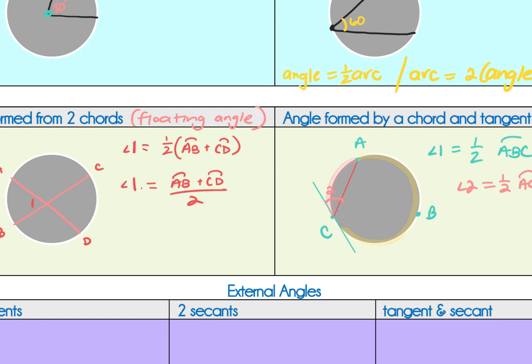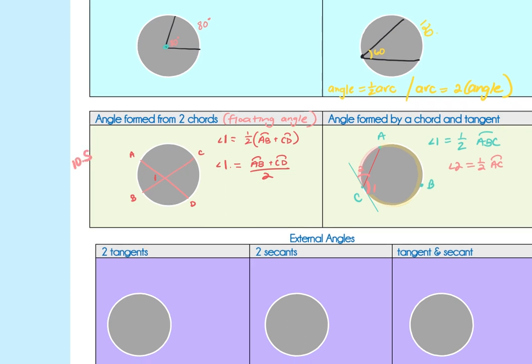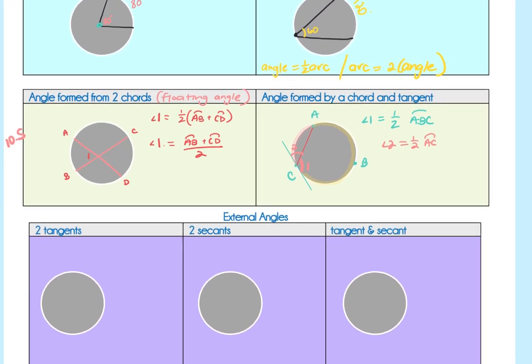This is angle 1. So again, this was 10.5 so far. The angle formed by 2 chords, which was that floating angle: add the 2 arcs, divide by 2. The angle formed by the chord and the tangent: take the arc and cut it in half. Questions so far?